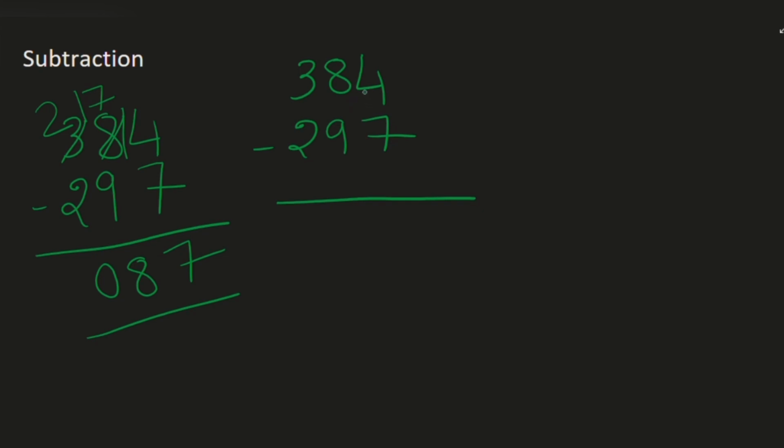Since 4 is less than 7, we make 4 as 14. Like, instead of 4, we make it 14. As we have written 1 here, we have to write 1 here also. Now this 4 has become 14. Now 14 minus 7, 7.